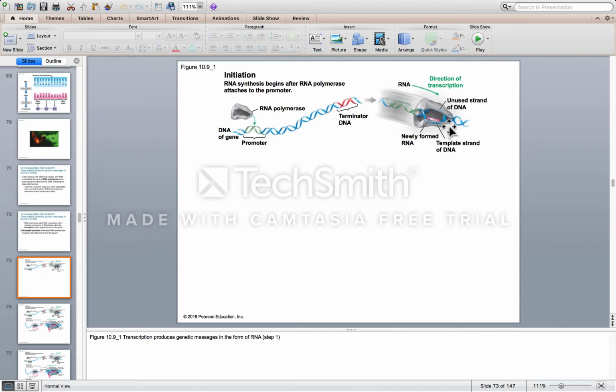All right, so the template strand itself is that original strand. The RNA is the codon. So it will carry the code from the DNA and then fly out of the nuclear pores.